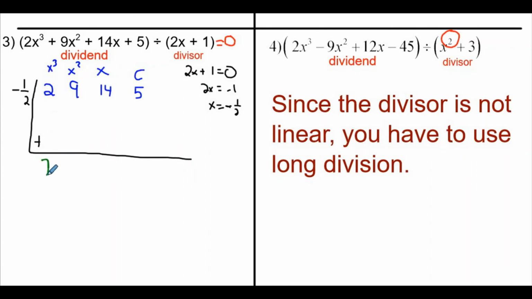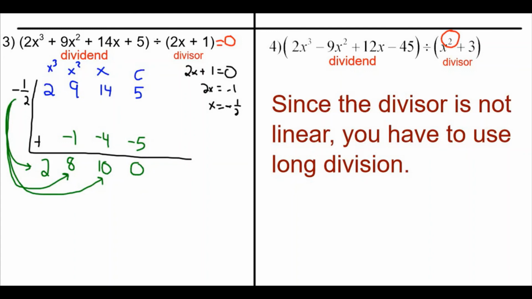And then don't get afraid, I'm not going to provide a fraction that's complicated. Negative 1/2 times 2 is negative 1. 9 plus negative 1 is 8. So you can see what I did here where I gave you an example where the fraction plays nicely, so that's not the problem. Negative 1/2 of 8 is negative 4. Add this together, and that'll give you 10. And then multiply half of 10 negative, that will give you negative 5. And then 5 plus negative 5 is 0, which means I have no remainder.